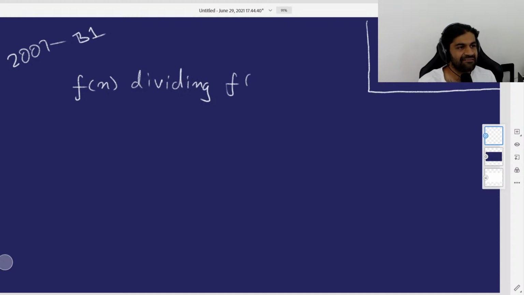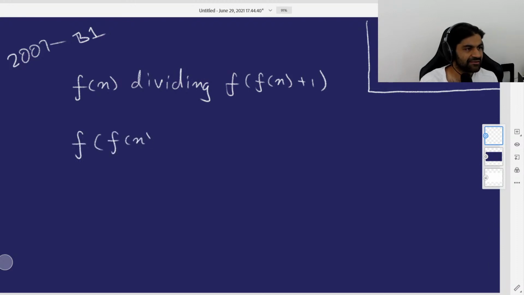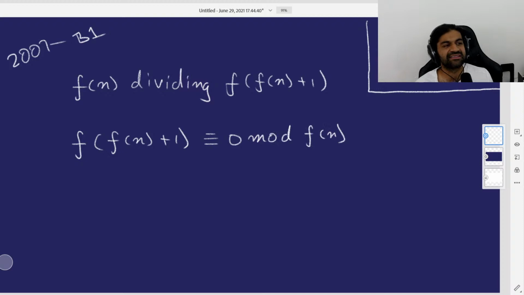f of n dividing f of n plus 1 is the same thing as saying that the remainder of f of n plus 1 is 0 when you divide it by f of n. One way to write that mathematically is f of n plus 1 is congruent to 0 mod f of n. This is just another way of saying the remainder when you divide this by this is 0. Okay? Hopefully that is clear.